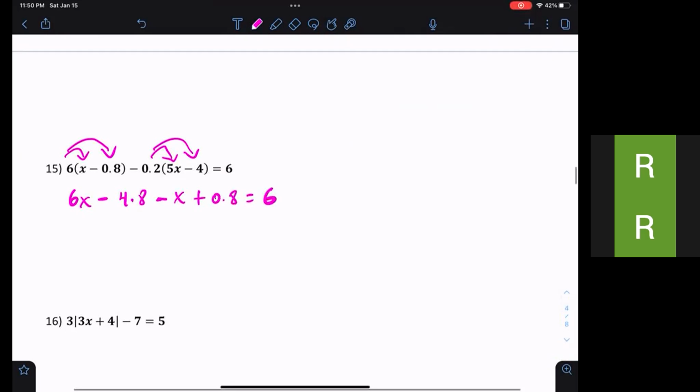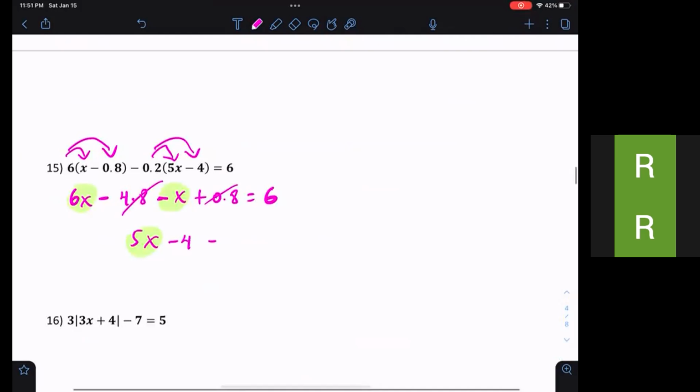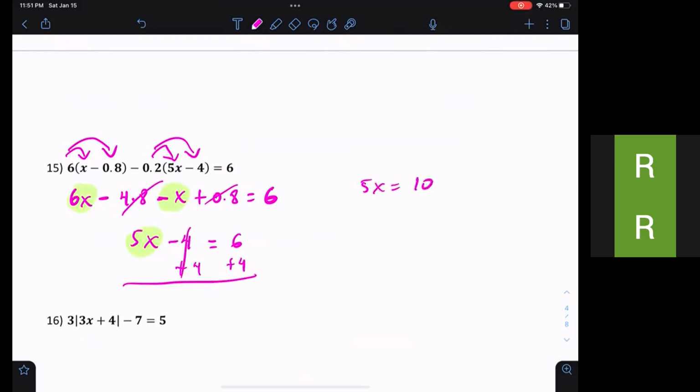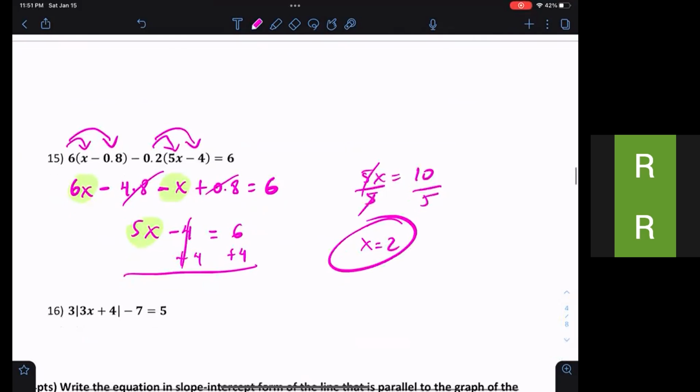Combine like terms, I get 5x. Here I have negative 4. I combine these two together, by the way, okay, to get the 5x. And then I got the negative 4.8 plus 0.8, that's negative 4, and this is 6. Add 4 to both sides, and you compute this, right? So this is gonna be 5x equals 10, and then you divide by 5, and you get 2. Okay, that's it. You're done.